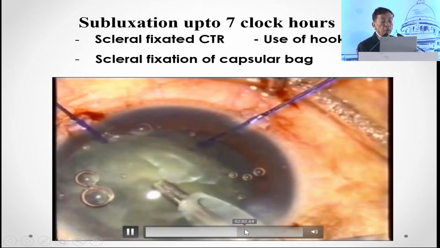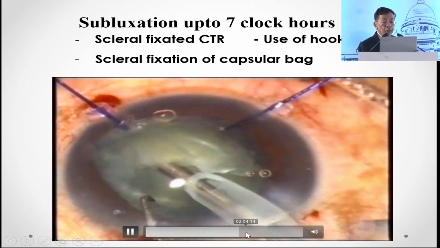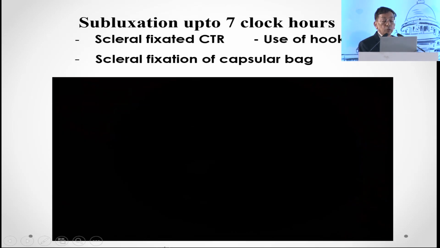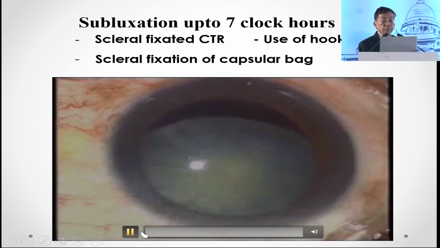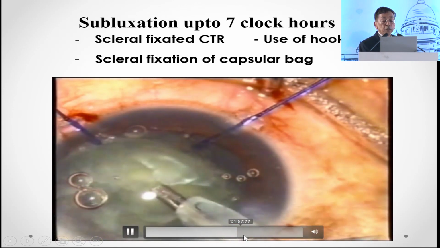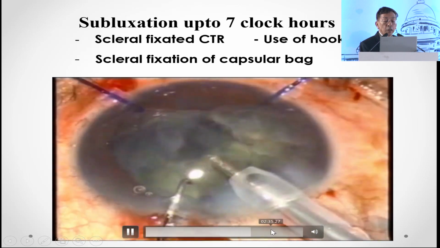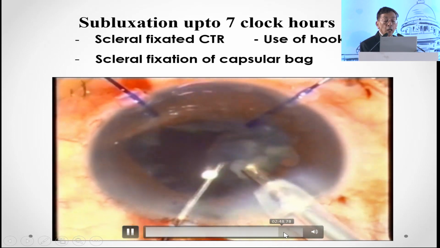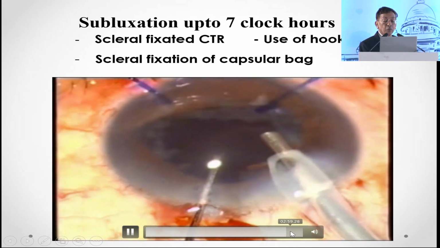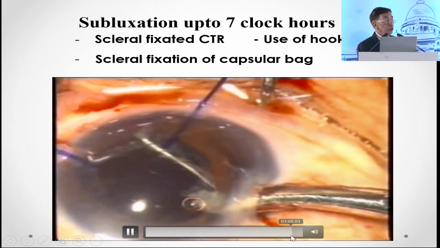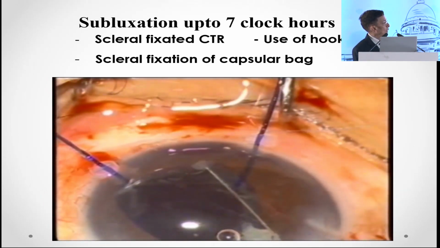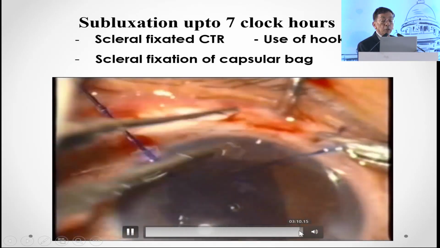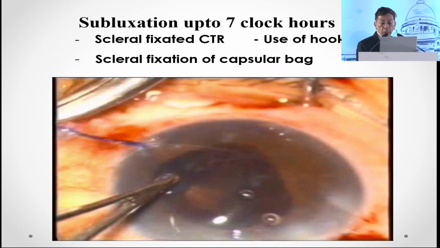Nucleus management with low power and low parameters, so turbulence will be skipped. And once you remove this, you need the CTR. Suturing the CTR is a must for these cases. We have to suture the CTR in one area, and then put the lens in the bag.